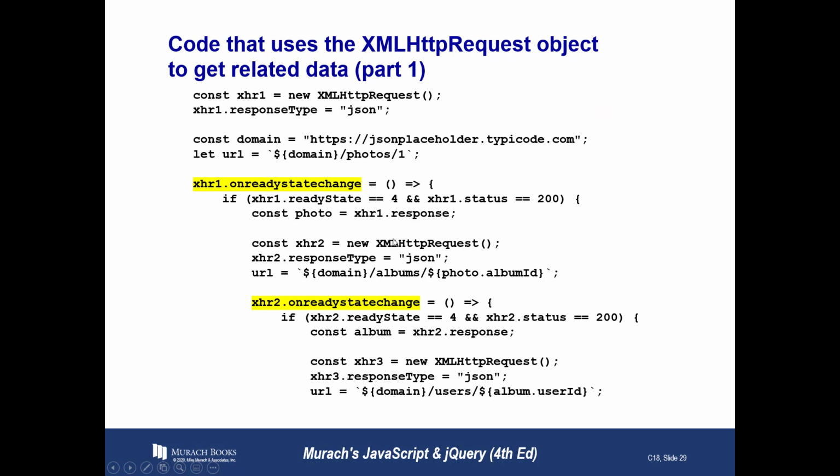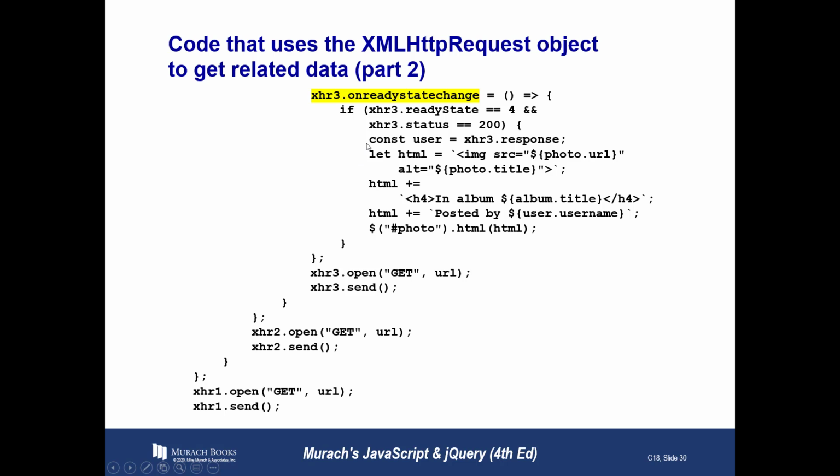So again, what can happen? Well, this is all in the onReady state change. If everything was cool, so if the ready state was 4 and the status is 200, we're trying to go through it here. But that's XHR1. Then we've got our XHR2, sorry, and we're doing the same kind of thing. We've even got an XHR3.